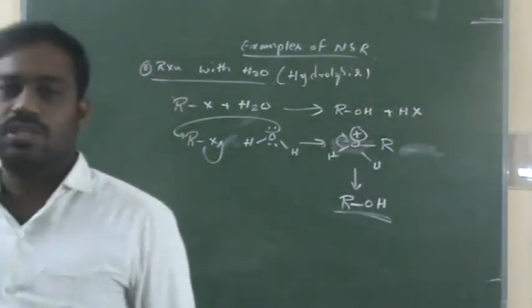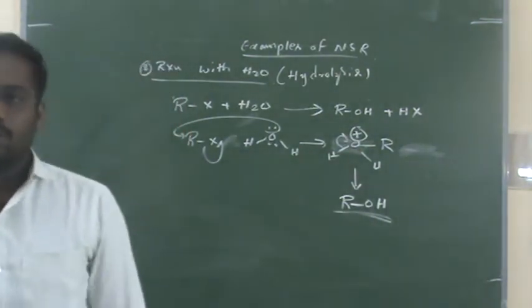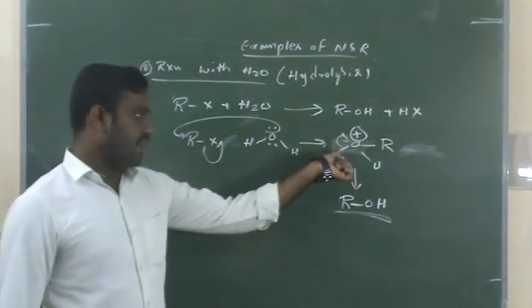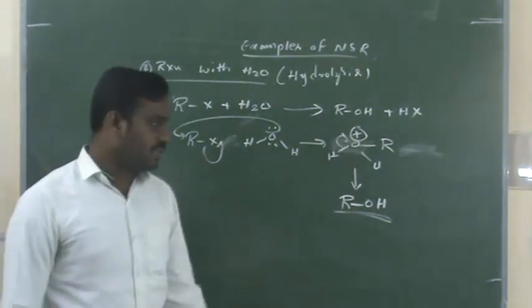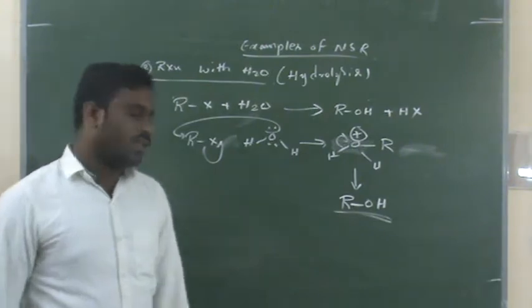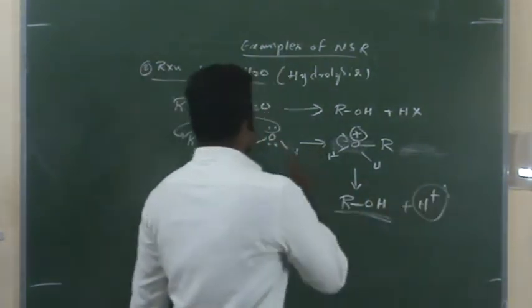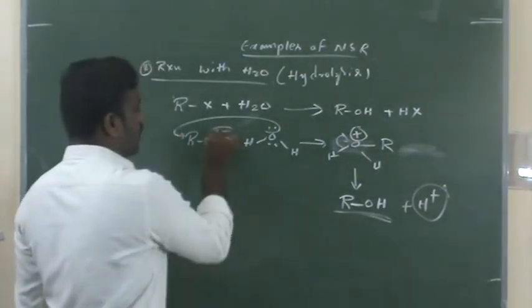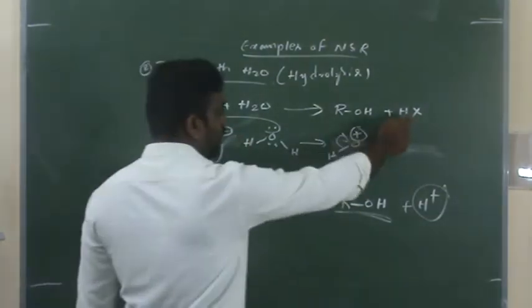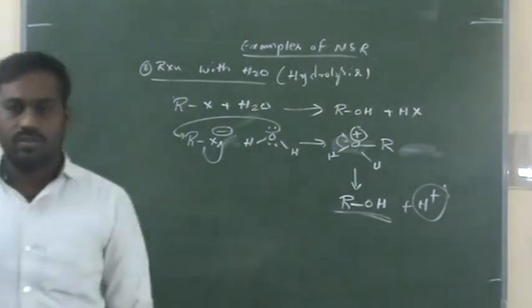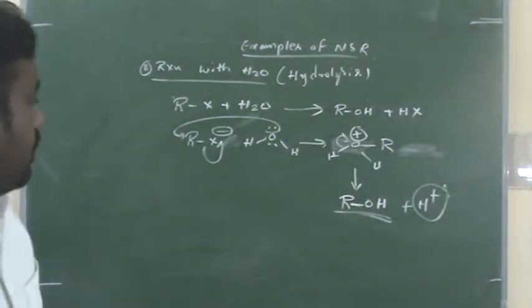The positive charge should be nullified. The positive charge is nullified when the hydrogen gives electrons to that oxygen. Then we are getting ROH and H+. This H+ and the X- both combine, and we are getting HX. Okay, so that is a very important thing.